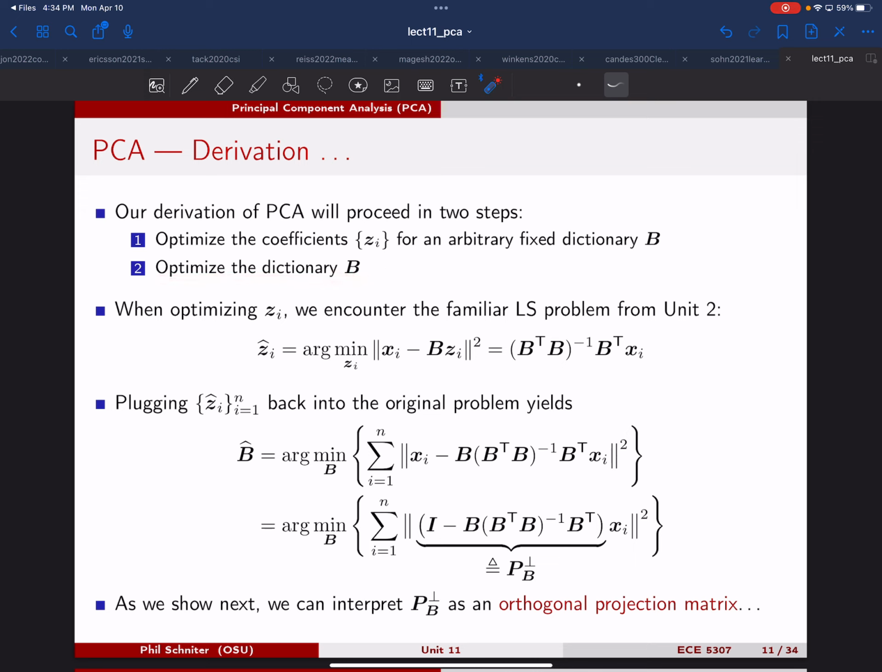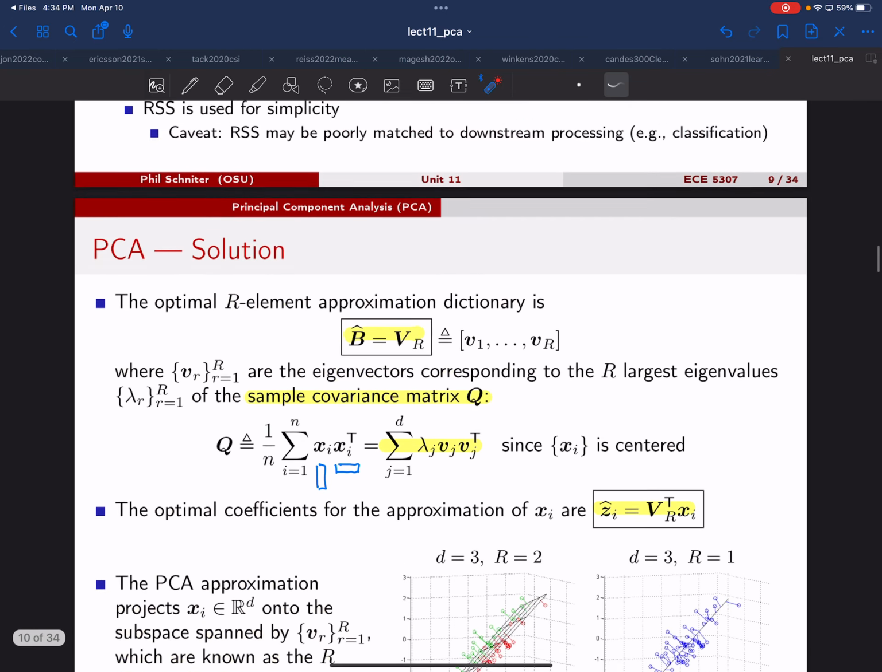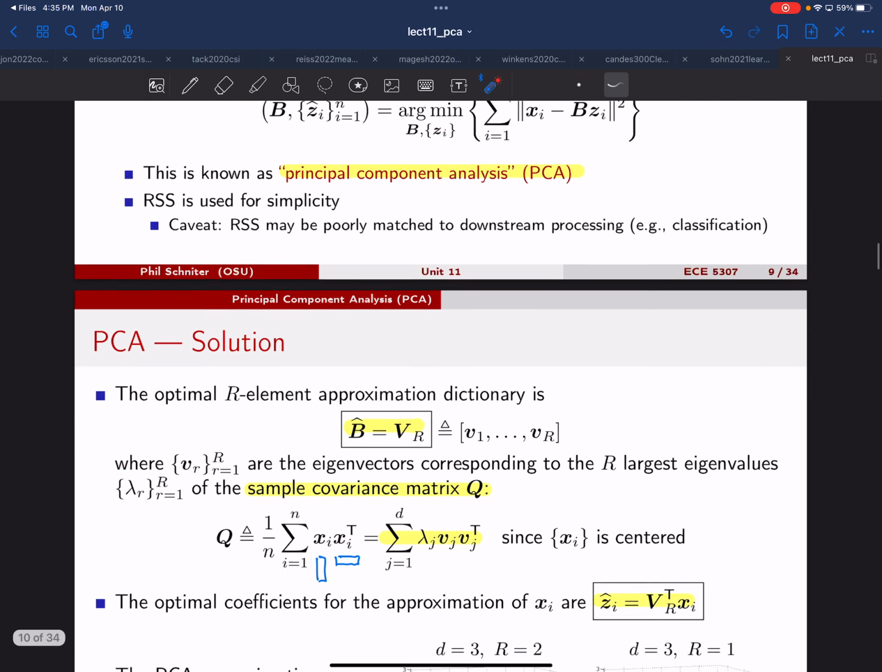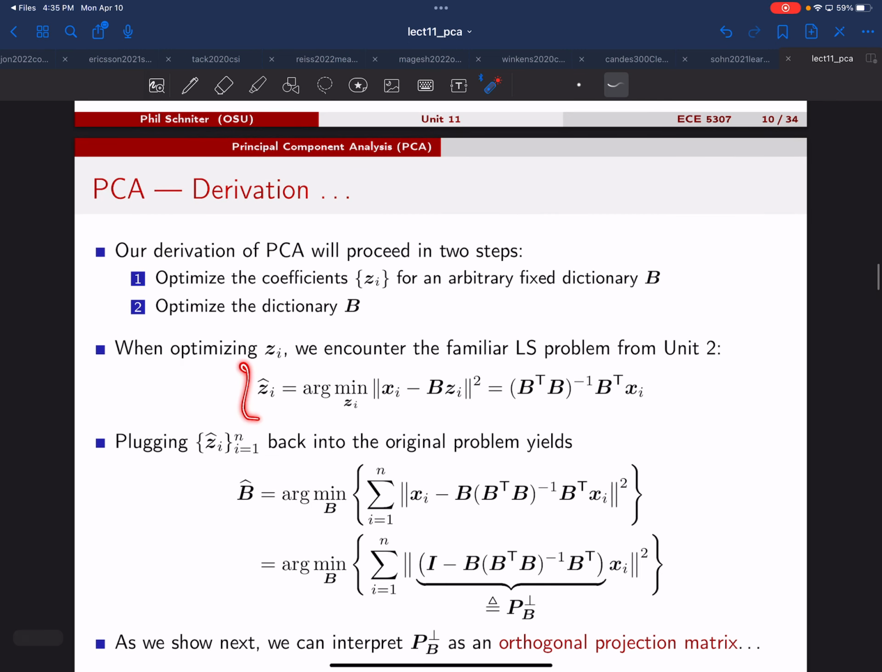Okay, first step, optimize zi's. So for a fixed dictionary, remember this is our cost. Now let's say b is fixed, and I'm just minimizing this with respect to, let's say, z0. Do I care about the sum? No, I only care about this when i equals 0, right? So I just have a least squares problem for that particular zi. So I basically have this. This is my problem. Okay, so have we seen this before?